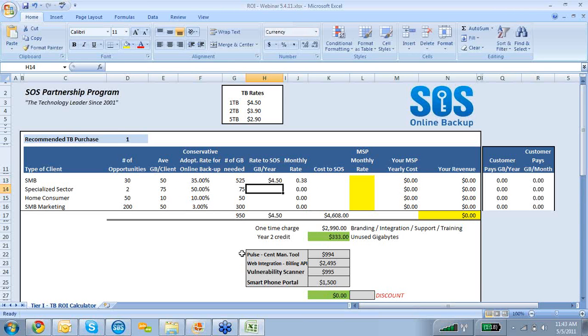Now, because you're on this webinar, if you want to get started with us, I'm actually going to put $4.40, so we'll give you a little bit of a discount there if you want to reference this ROI spreadsheet. I'm going to drop this box down and apply it to everybody. Now, what does this mean? $4.40 per gig per year, which comes out to a monthly rate of 37 cents per gig per month.